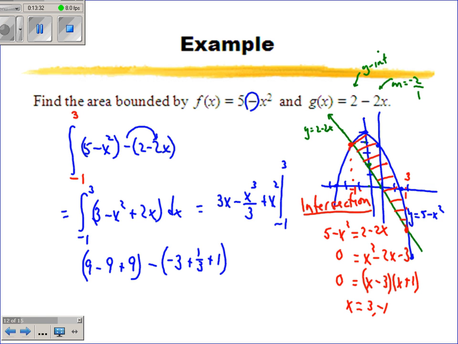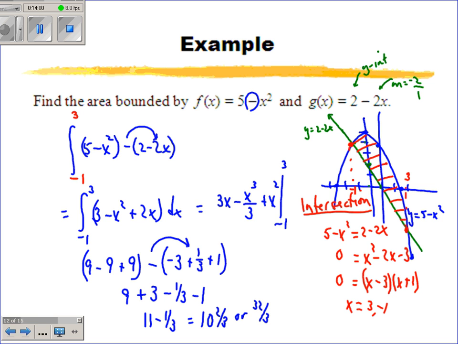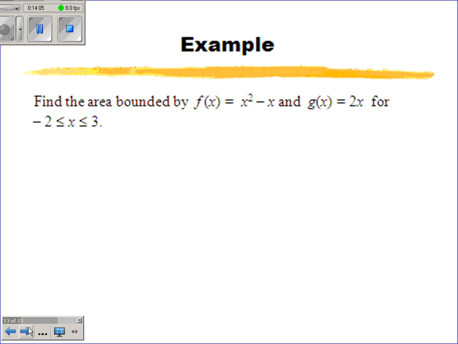So now, in the first set, we just have a 9, then we're going to have a plus 3, just distributing this minus 1 through, plus 3 minus 1/3, and then minus 1. So we're going to end up with 12 minus 1 will be 11 minus 1/3. So it'll be 10 2/3, or 32/3. Okay, so once you get the graph, it's pretty easy to set up the integral.